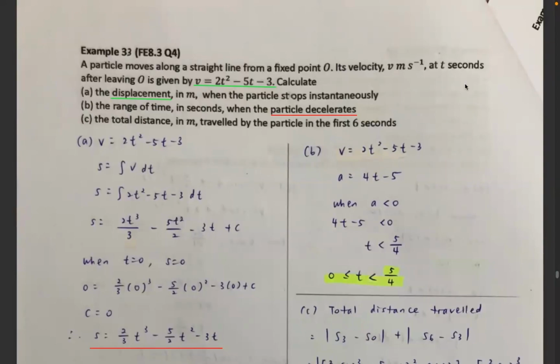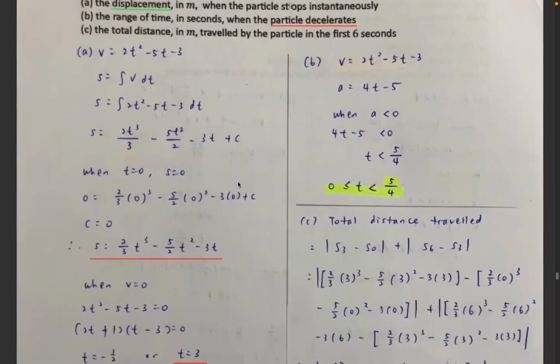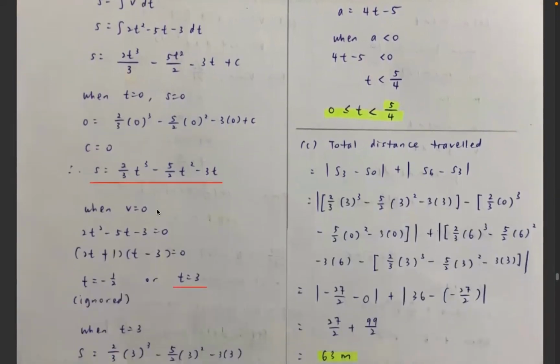C, calculate the total distance traveled by the particle in the first 6 seconds. Every time when the question asks about total distance traveled, we have to first identify whether the particle changes direction or not within the given period of time. So let's check our working. Just now we found when v equals 0, t equals 3. That means this particle changes direction when t equals 3. So when you want to find total distance traveled in this question, you have to do two different workings separately.